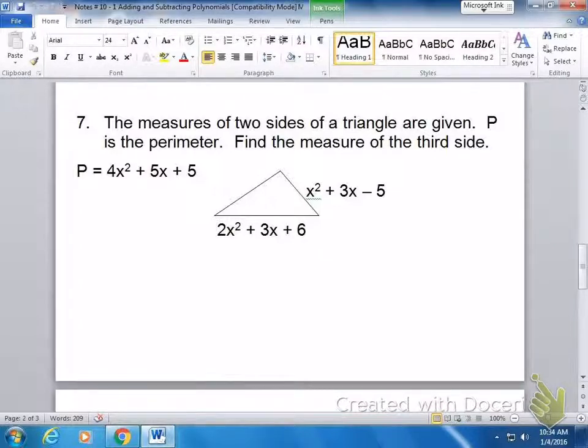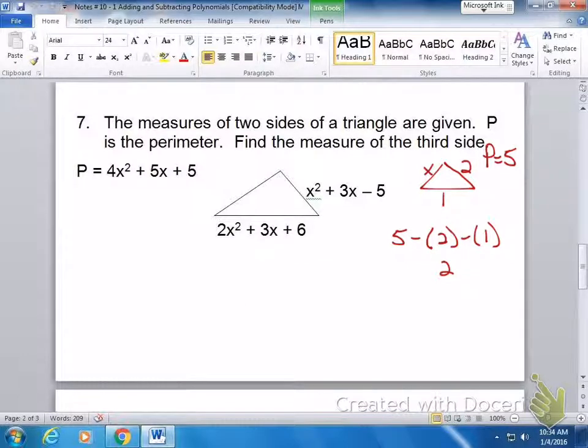Now, they gave me all these polynomials, but I think if we look at a regular triangle with regular numbers first, it'll be easier. So let's say I got a triangle. I know one side's 1, one side's 2, but they tell me the perimeter is 5. Well, to find what this side x is, I'd have to take my perimeter and subtract from it one of the sides and the other side. And that would give me that the other side is 2. So we basically do the same thing. We're going to take the perimeter and subtract the pieces.